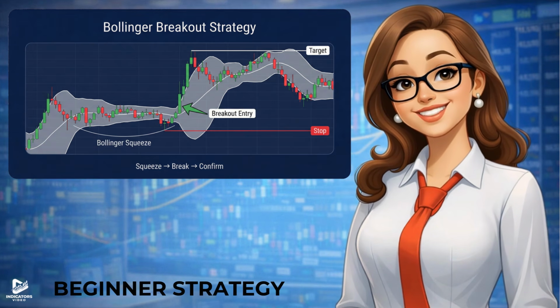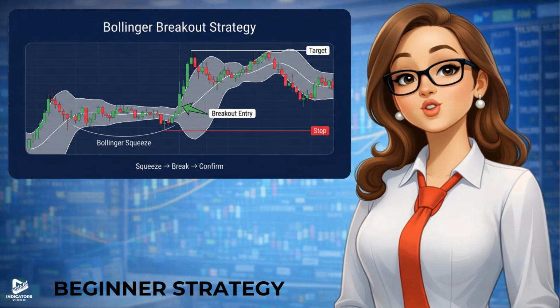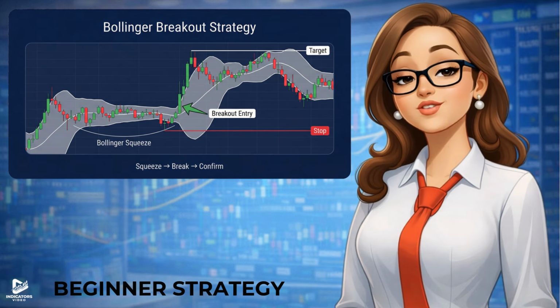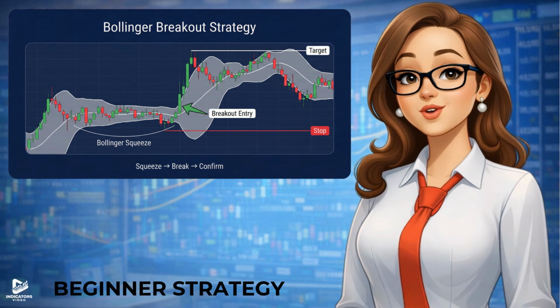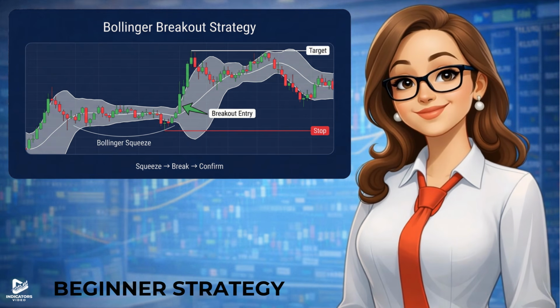Wait for the bands to tighten. Be patient during the quiet phase. Then wait for a strong breakout candle. Look for momentum confirmation such as volume or RSI strength. Enter in the direction of the breakout.